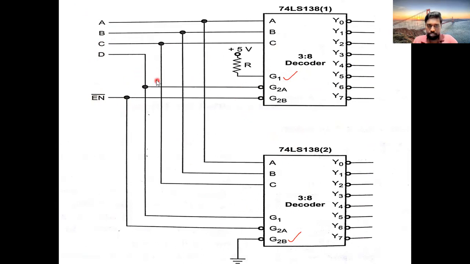This process of tying up the inputs, see the black dots, this process of tying up the inputs is called cascading, or you can call this expanding of circuits. Okay, next.